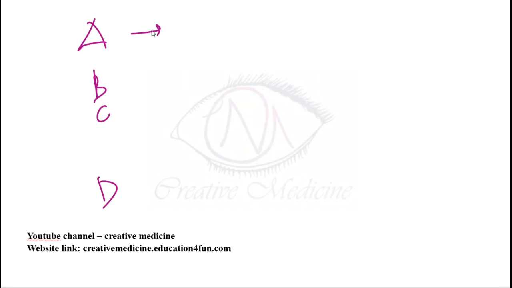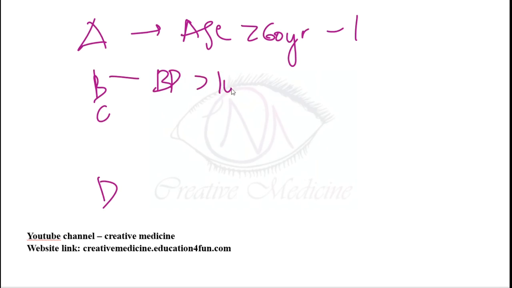A is age: if the age is more than 60 years, then the score is 1. B is BP: if the patient has blood pressure of more than 140/90, then the score is 1.